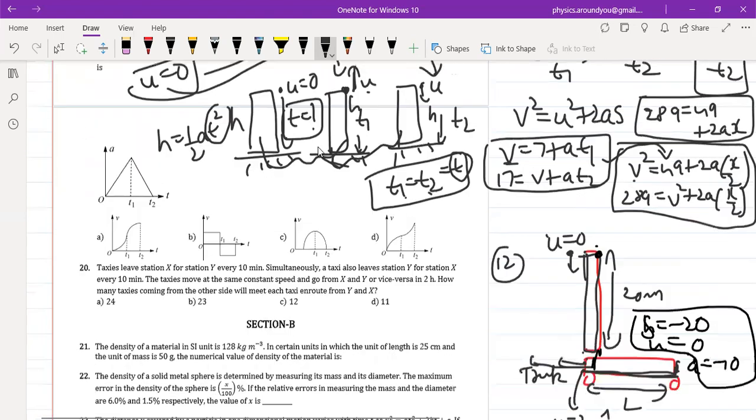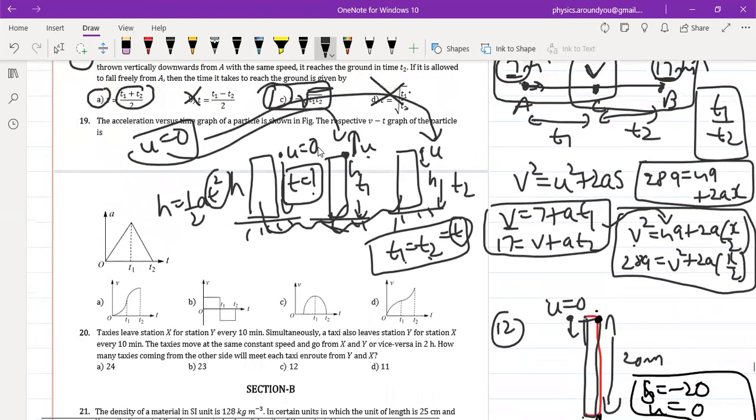Now question number 19. In question number 19, there is an AT graph. I have to sketch the corresponding VT graph for this. How will I sketch the corresponding VT graph? In AT, acceleration is increasing with respect to time. But here I'm being shown that velocity is constant. Can you see a contrast here? So B is ruled out.